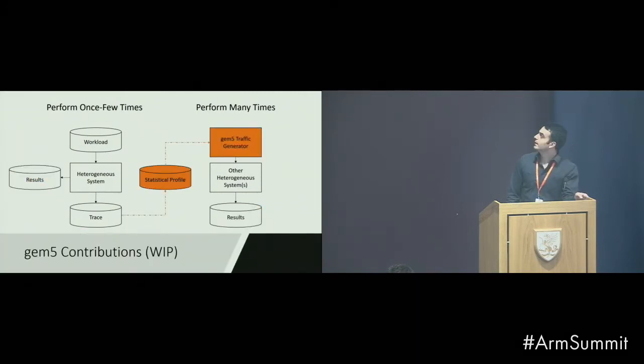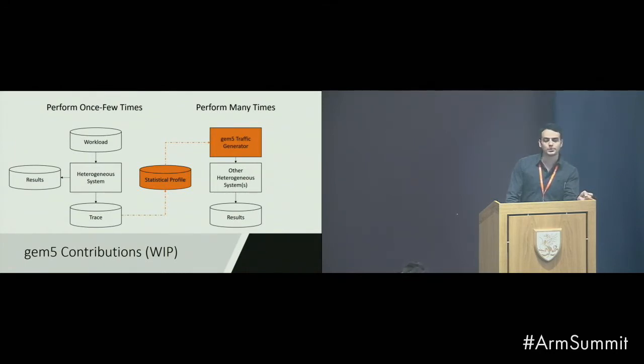So in this talk, I'll be talking about our contributions, which are still a work in progress. They're not in gem5 yet, but we hope to have them there in the future. So there's the arrow now going from the trace to the statistical profile. Right now, there's nothing that currently does this. So we're going to come out with a tool that will generate a model or a statistical profile based off of traces that you see.